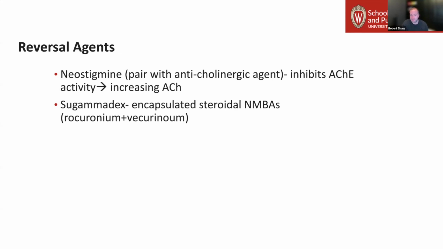So sugammadex was FDA approved 3 to 4 years ago at this point now, maybe even 5 years ago now. It is an agent that encapsulates our steroidal neuromuscular blockers, so rocuronium and vecuronium. So it basically takes it, encapsulates it, prevents all activity of that agent, prevents it from having a neuromuscular blockade, and lets it then be metabolized. So it is a much quicker, much more reliable, and less side effect profile medication.